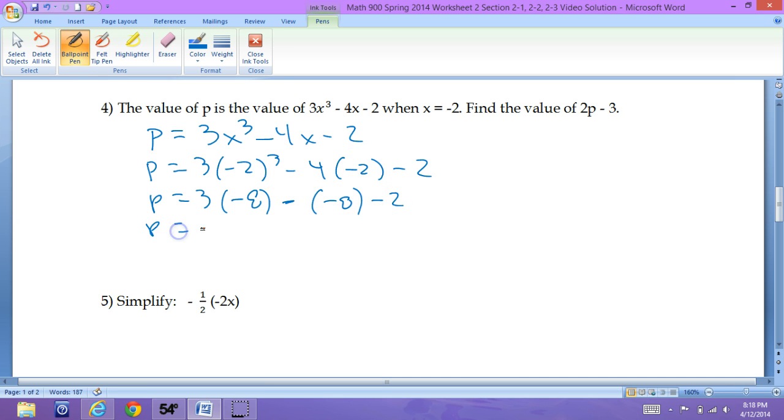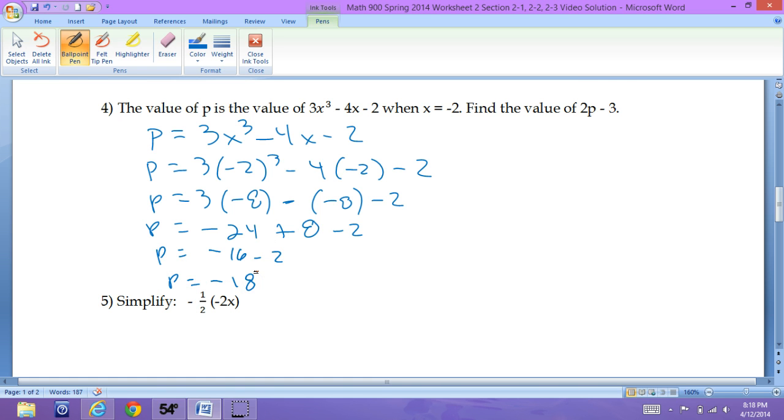And then p is negative 24 plus 8. We're adding the opposite of negative 8, so it's a positive 8. And then minus 2. And I'm just going to be more comfortable if I erase that and rewrite it. And now negative 24 plus 8 is negative 16, minus 2, so p is negative 18.